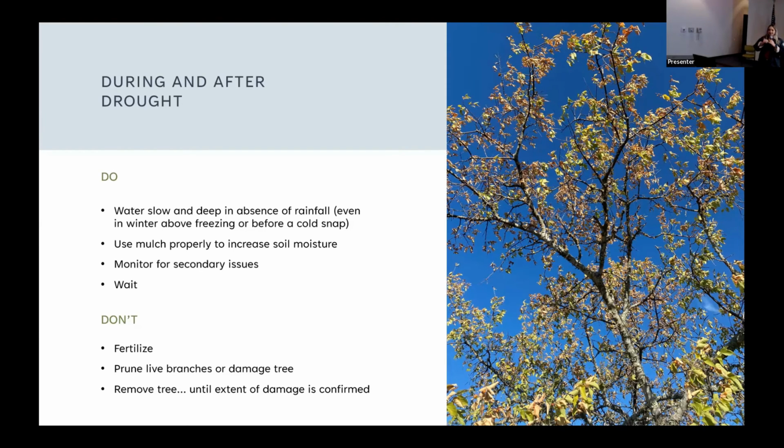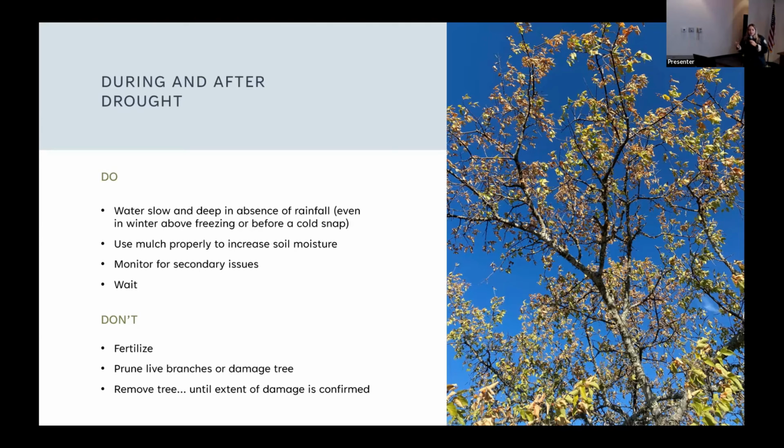So, doing those twig tests, seeing if there's any obvious signs of issues. What not to do is fertilize. So we want the plant to just maintain what it has. If you fertilize, it's going to trigger it into a growth pattern and it just doesn't have the resources to do that. And then pruning live branches or damaging the tree. Again, because that expends a lot of energy for the tree to seal over those cuts and wounds. And then because the tree is already weakened by drought and you prune it, that can be an infection point for a disease or insect to come in. So we want to reduce that chance.